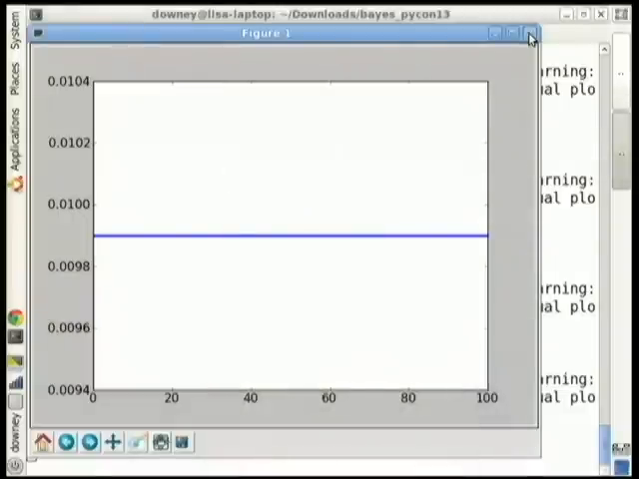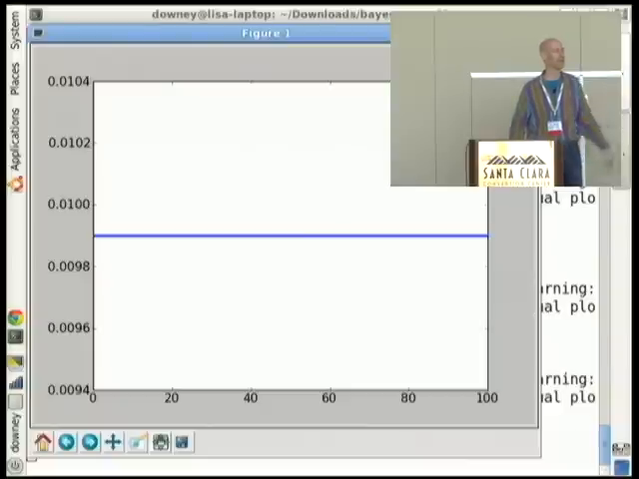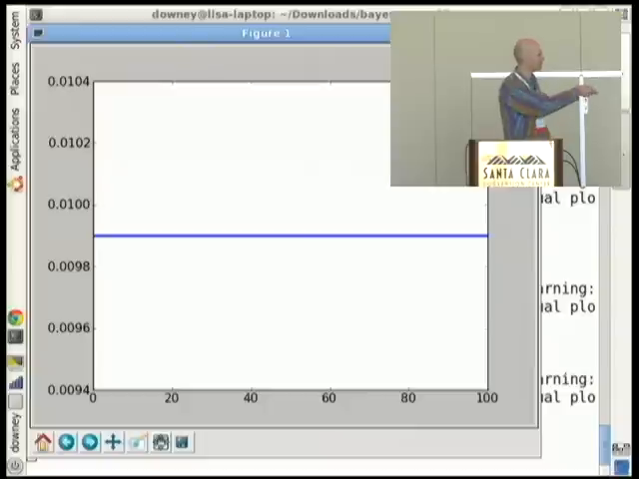Run this again. This is still the prior. I haven't done the update yet. So these are the values of X from 0 to 100. 0 means no chance of being heads, 50 means fair coin, 100 means always heads. And initially, they're all equally likely. Now I'm going to do the update. One of the things we know about the update is that since I've seen heads, 0 is now impossible. So this line will definitely go through that point.